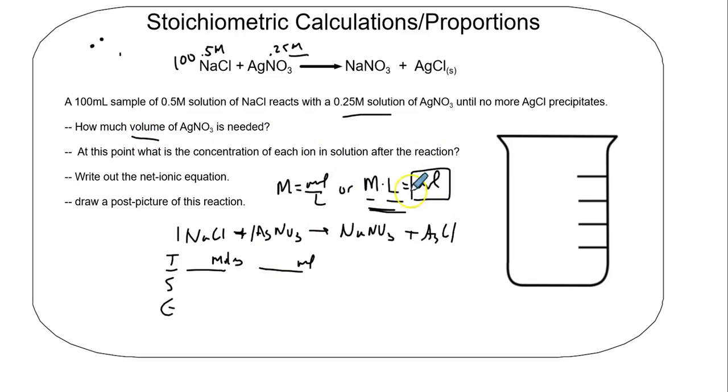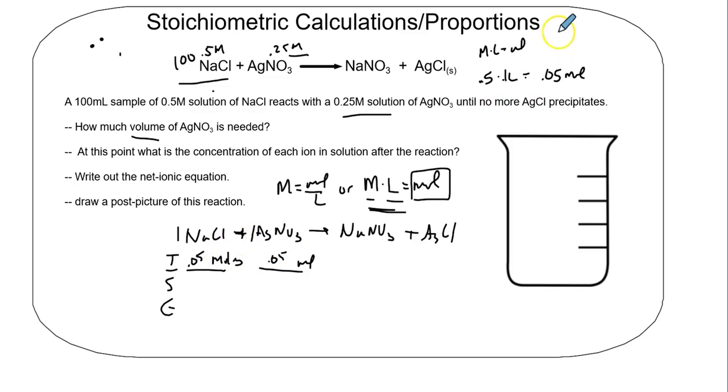So I'm going to find the moles of the sodium chloride. It's molarity times liters equals moles. So it's going to be 0.5 times 0.1 liters, which is 0.05 moles. Okay, that's how many moles are present here, 0.05 moles. Now I'm going to need 0.05 moles to match at a 1-to-1 ratio.